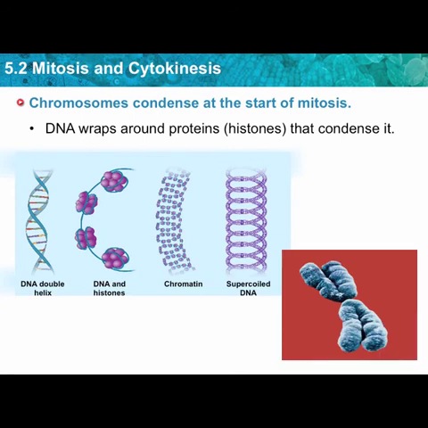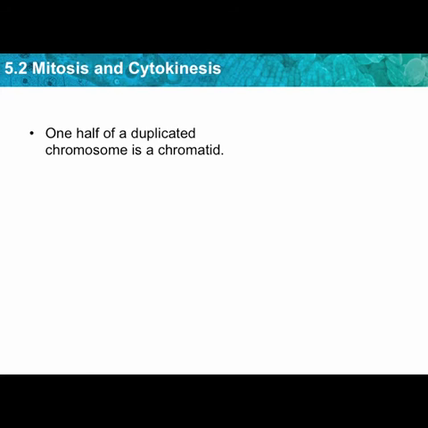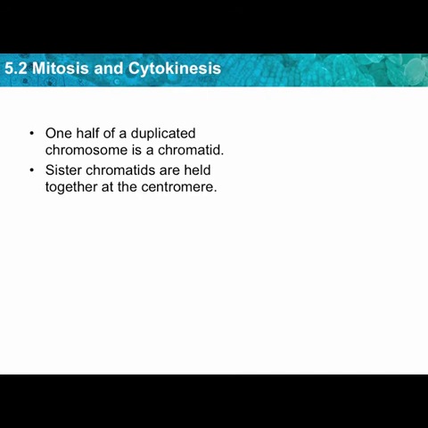and we get the classic little X-shaped chromosomes, which are actually X-shaped chromatids, two identical strands of copied DNA. One half of a duplicated chromosome is a chromatid. Sister chromatids are held together by a centromere, sort of in the center part. They're not exactly in dead center, but they're towards the center of this X.